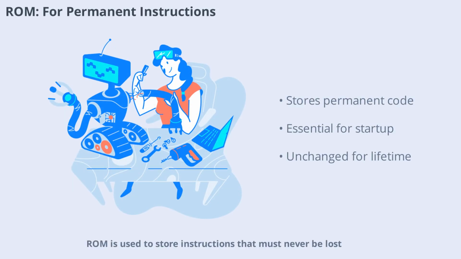ROM is used to store instructions that must never be lost, such as the code needed to start your computer. These instructions are essential for the computer's basic functions and remain unchanged for the device's lifetime.